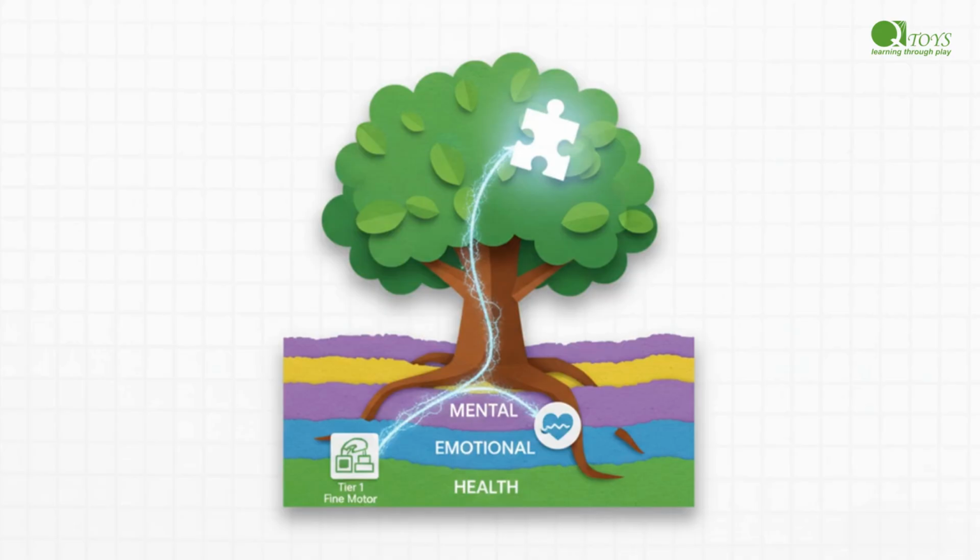So here's how it all works together in practice. Picture a kid doing a really tough puzzle. That's a tier 3 task, and it's from the mental kingdom. But to actually do it, they need fine motor control to handle the little pieces. That's a tier 1 skill from the health kingdom. And they also need to be able to stick with it when it gets frustrating. That's perseverance, a tier 2 skill from the emotional kingdom. See? MESH and the tiers work hand in hand to give us the full picture.